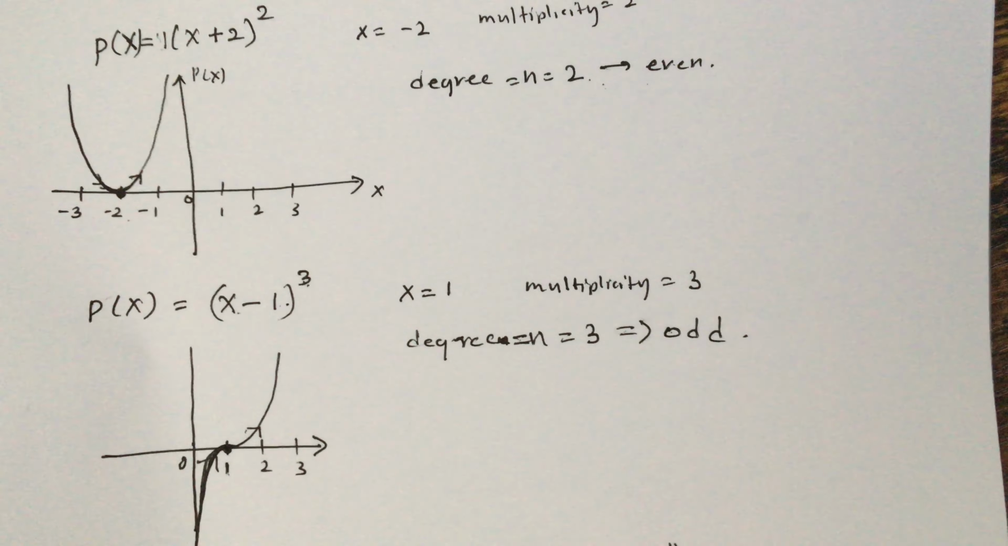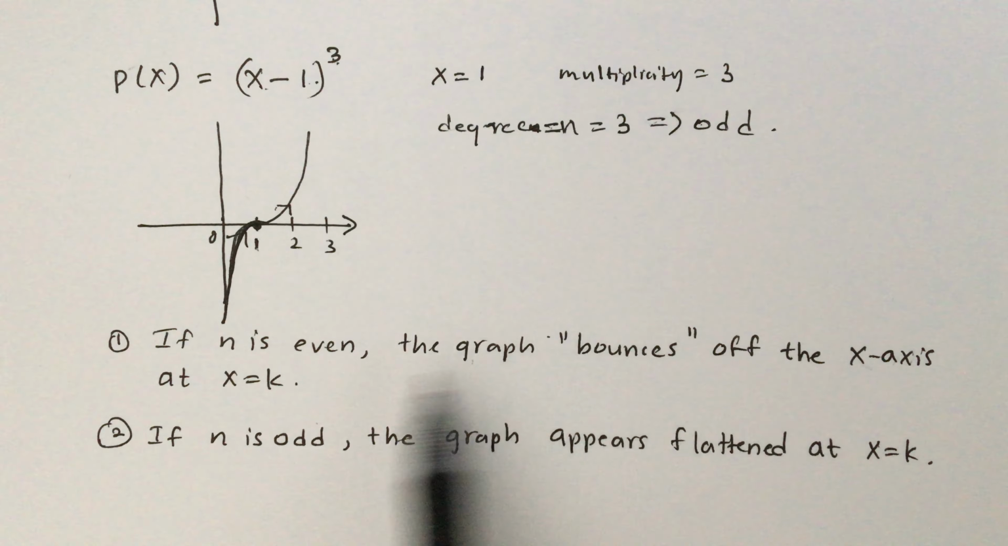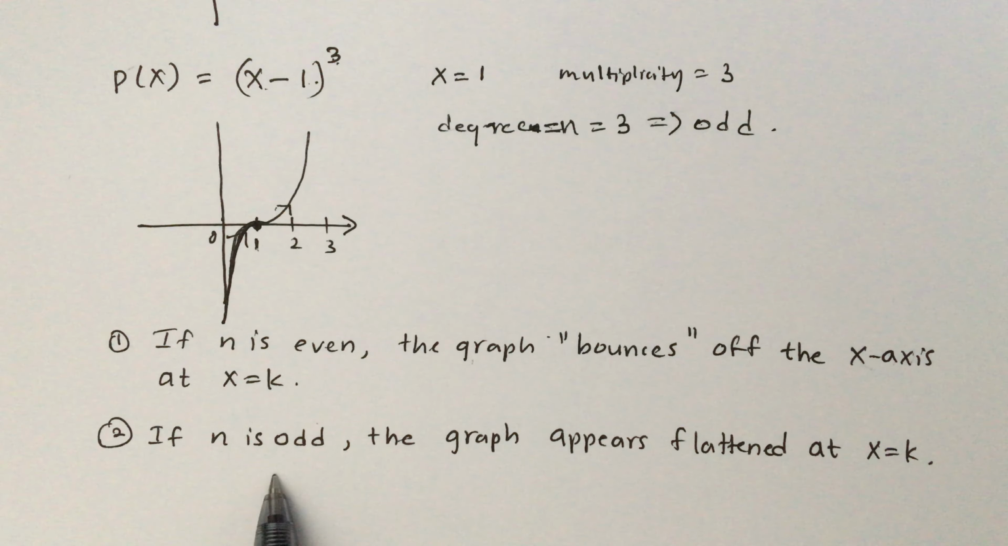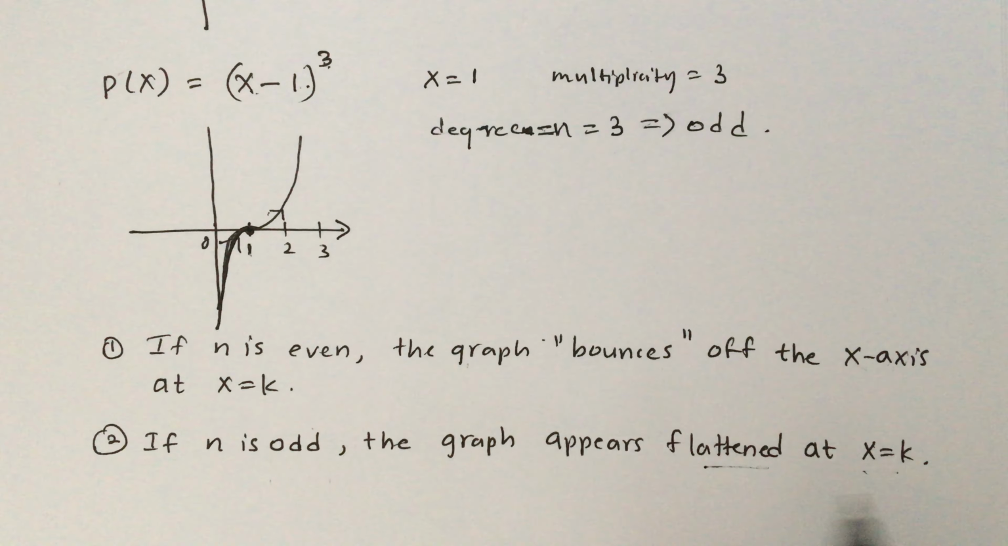Okay, so the summary is like this. If n is even, the graph bounces off the x-axis at x equals k. These are zeros. If n is odd, the graph appears to be flattened at x equals k.